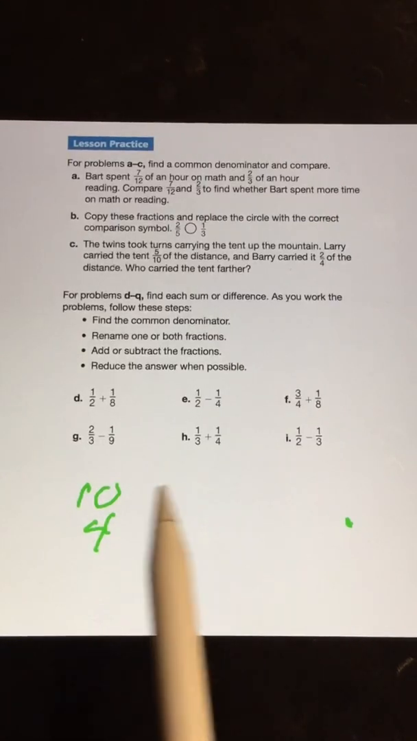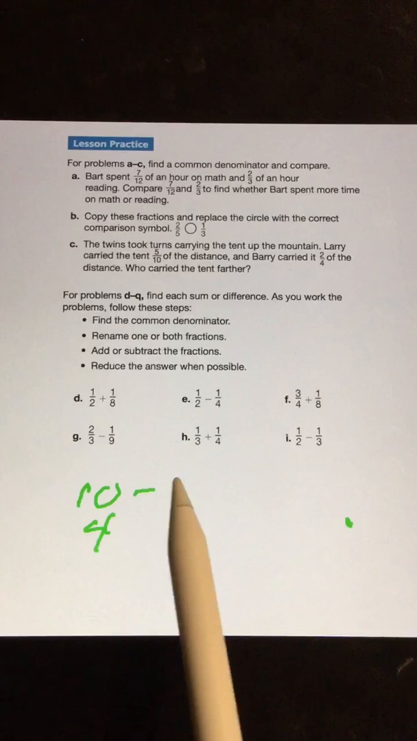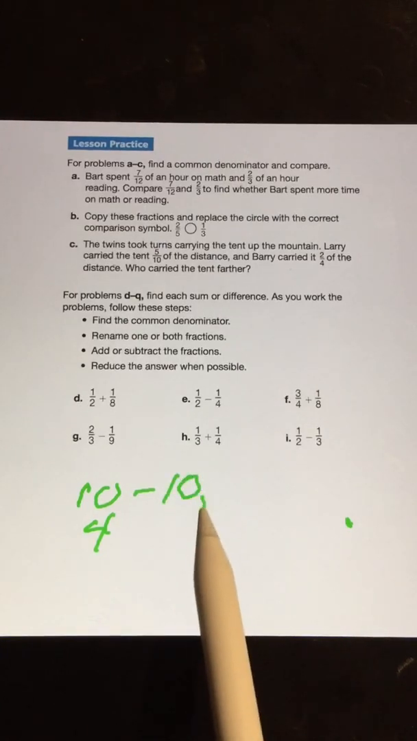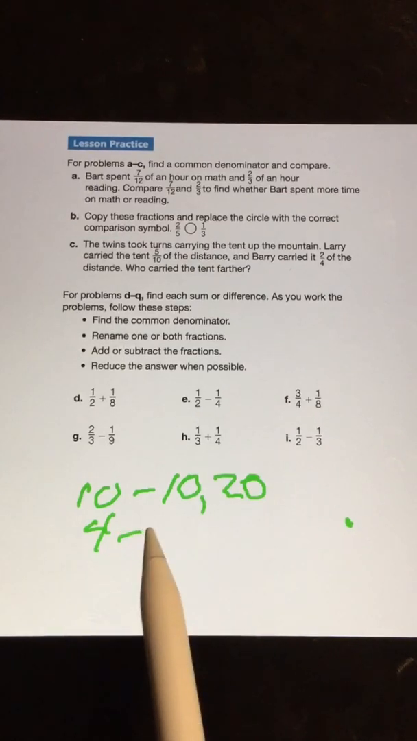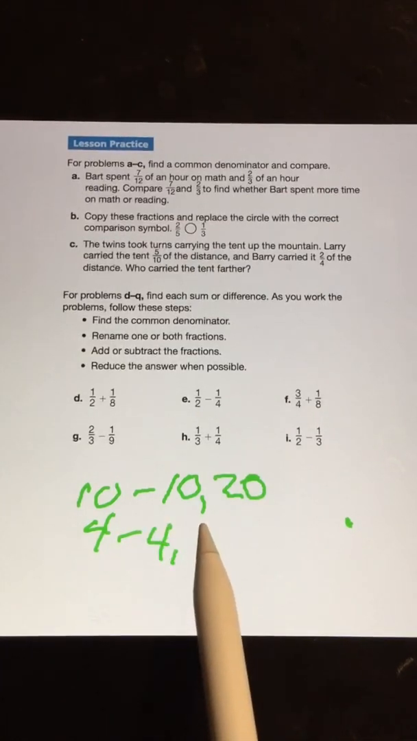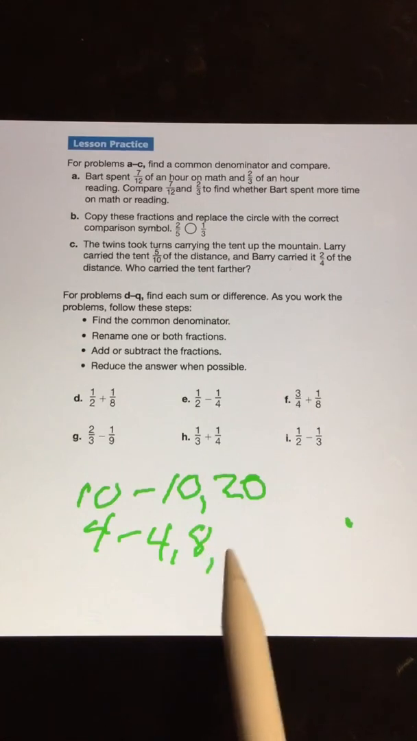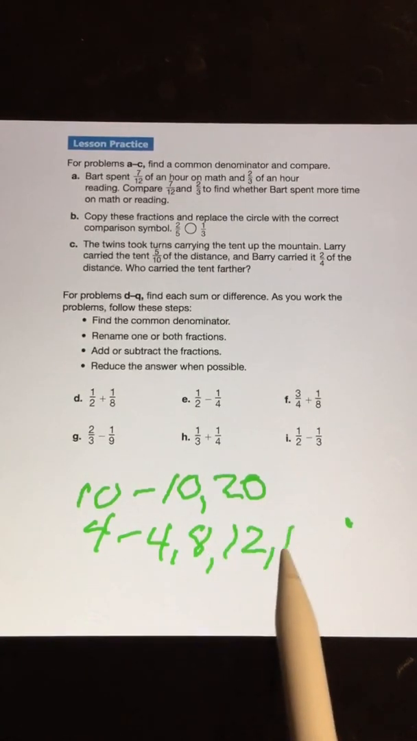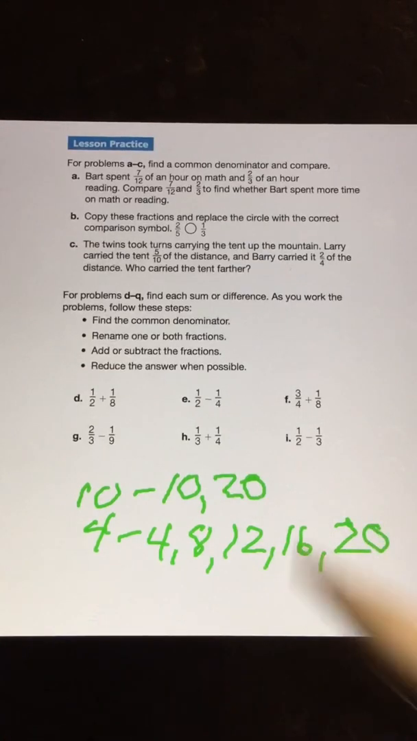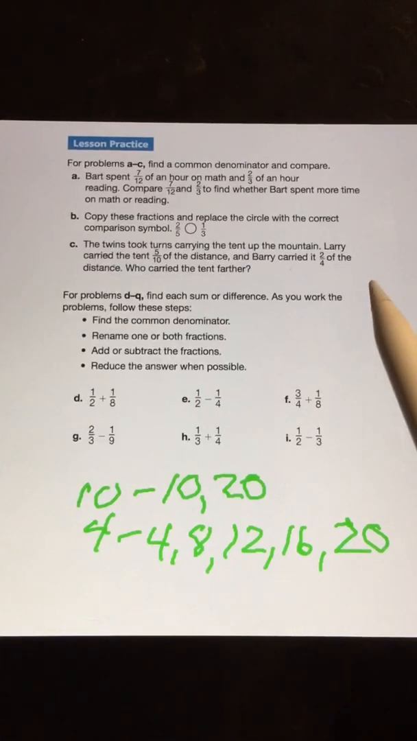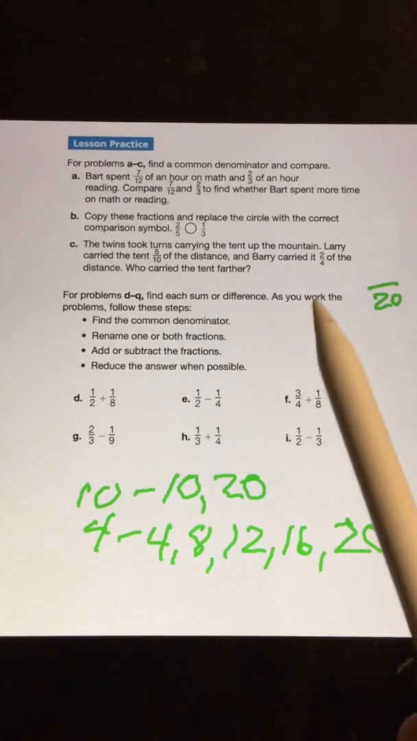I need to find their least common multiple. So I go 10, 20. I think I'll stop there because I know that 4 goes into 20, right? 4, 8, 12, 16, and 20. All right, so my least common multiple is going to be 20. So I'm going to put 20 here, 20 here.